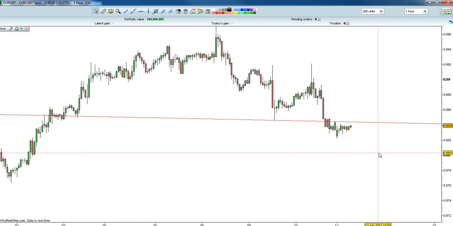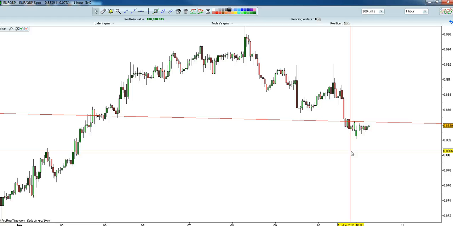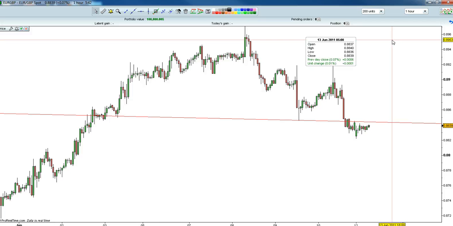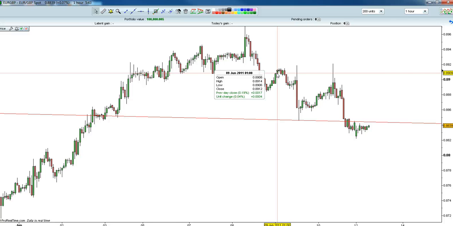We might push down to around 88.04, but I think the overall picture, especially with the flag breakout, is for a bullish bias. For a while I've been shouting about the fact that I think Euro sterling will eventually get towards parity, and like I said, I just think this is a small corrective wave.